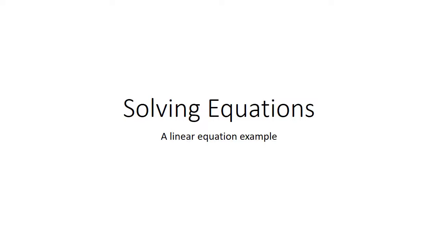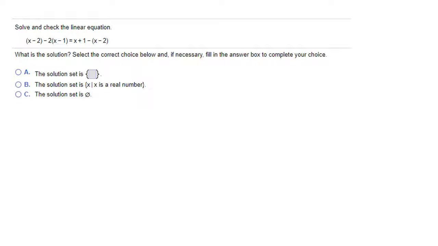Let's talk about an example of solving equations with a linear equation. Here's an example from the textbook. Notice that there are three possible outcomes. The first outcome will be if I get a specific finite answer. If that's the case, then this is a conditional equation.